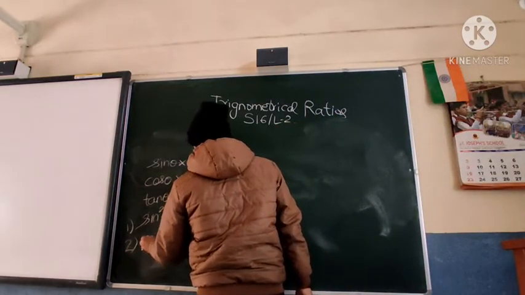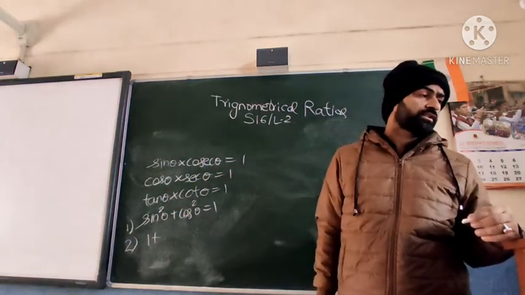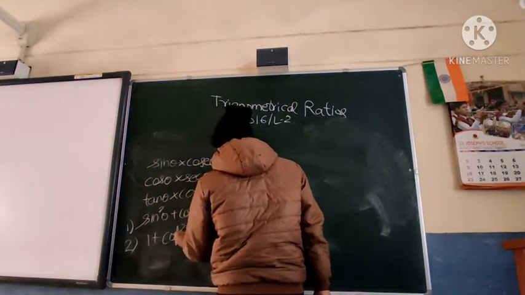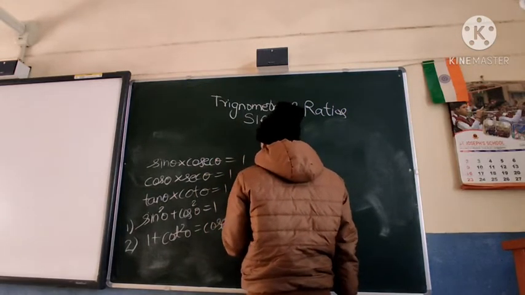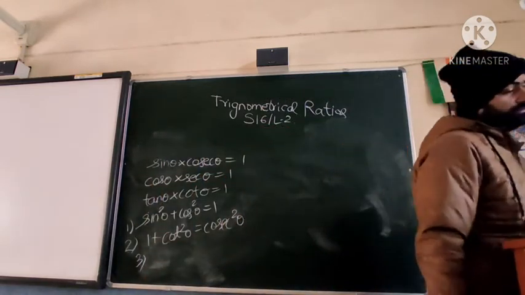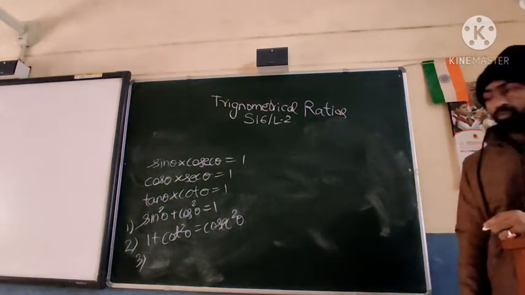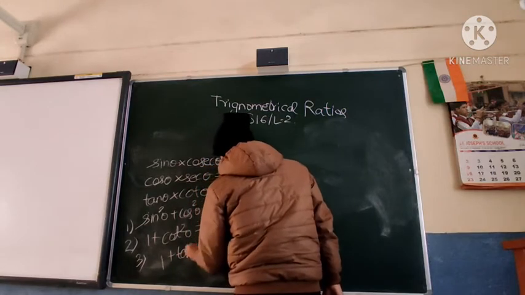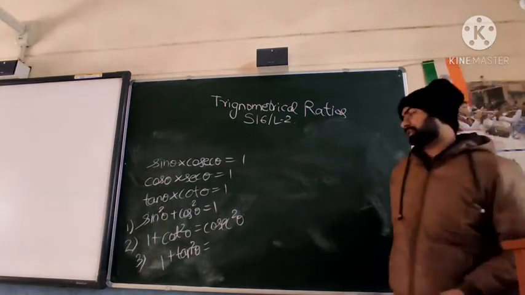The second is 1 plus cot square theta equal to cosec square theta. These are square values. And the third formula is 1 plus tan square theta equal to sec square theta.